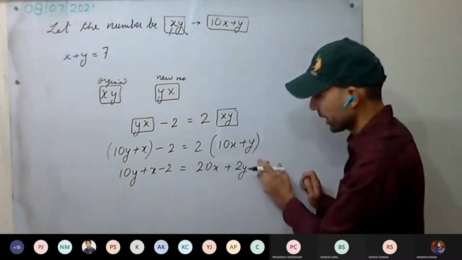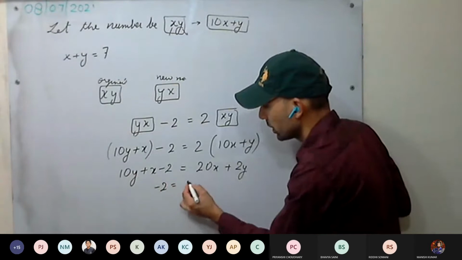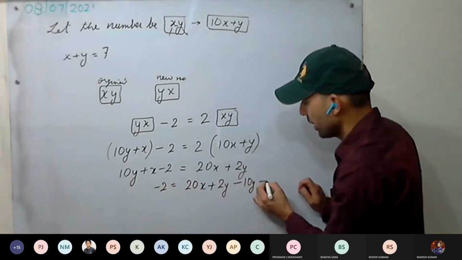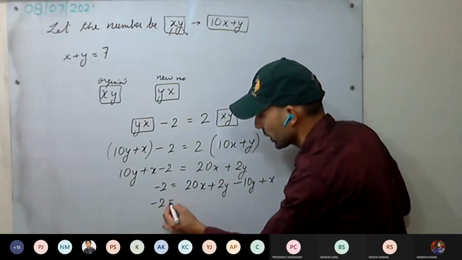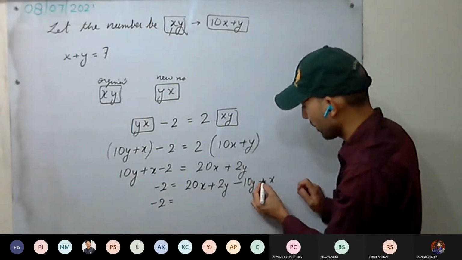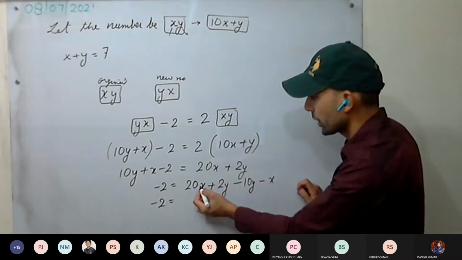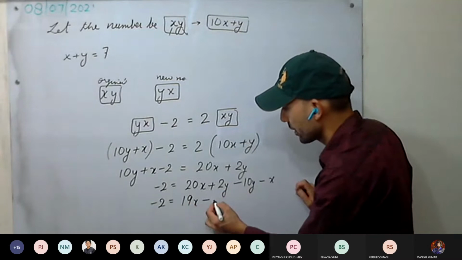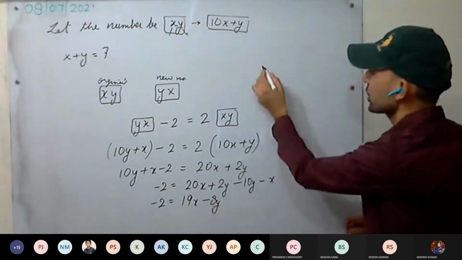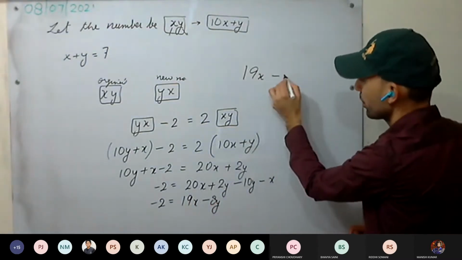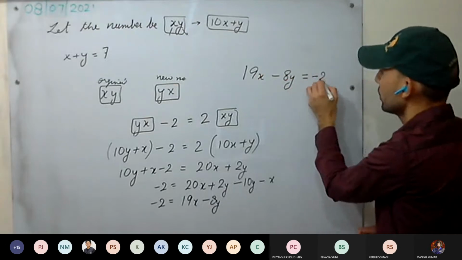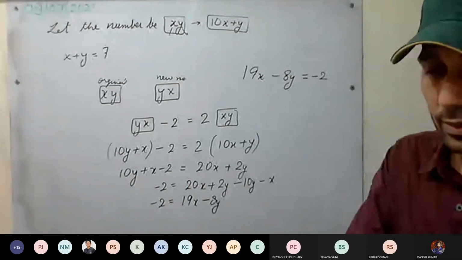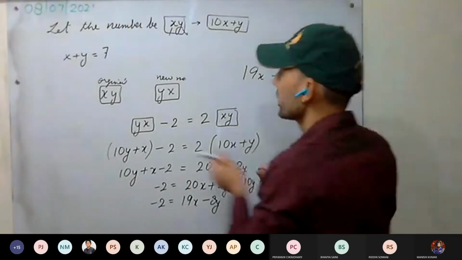Take these things to this side. Here minus 2, 20x plus 2y minus 10y plus x. Minus 2 equal to 20x minus x, 19x minus 8y. So the second equation we are getting is 19x minus 8y equal to minus 2. Are you getting this equation? Have you got both the equations?